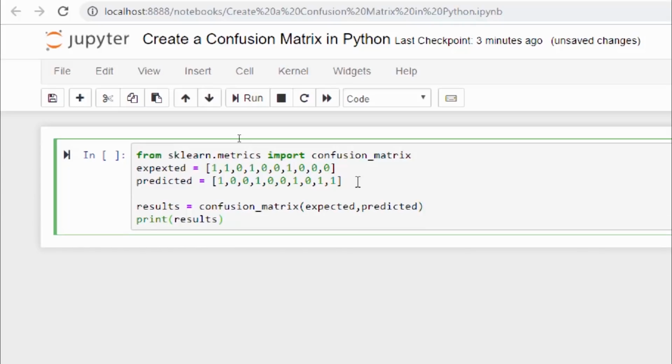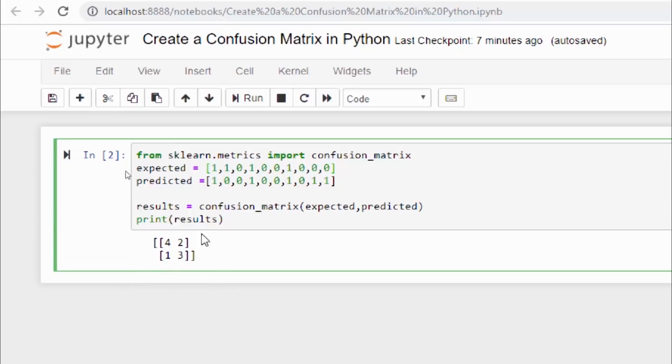That's it. Let's execute it. So here you got the result as 4, 2 and 1, 3. So what does it mean? First we have 4. So 0 predicted as 0 is 4 times: 1, 2, 3 and 4. So 0 predicted as 1 is 2 times: 0 predicted as 1, 1; 0 predicted as 1, 2.